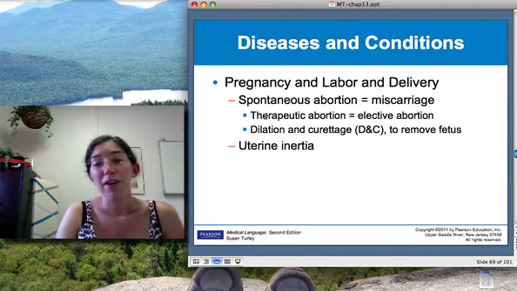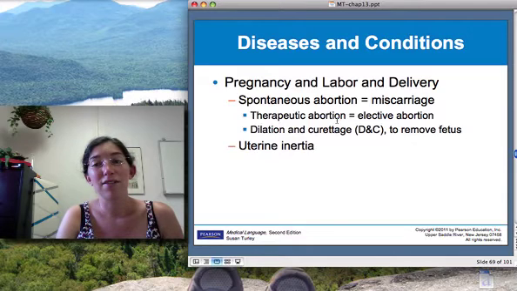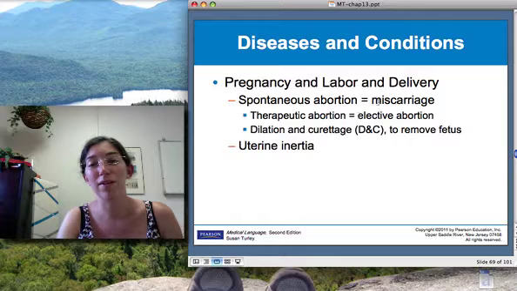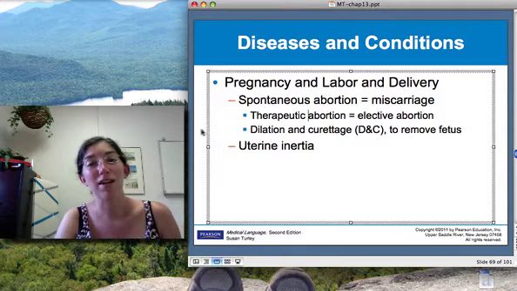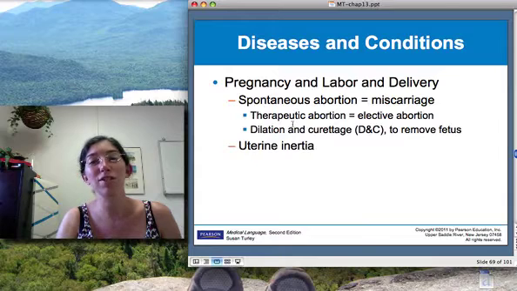There's also therapeutic abortion, which is elective abortion. That's, I guess, the definition people associate with the word abortion: a therapeutic abortion, which is elective.